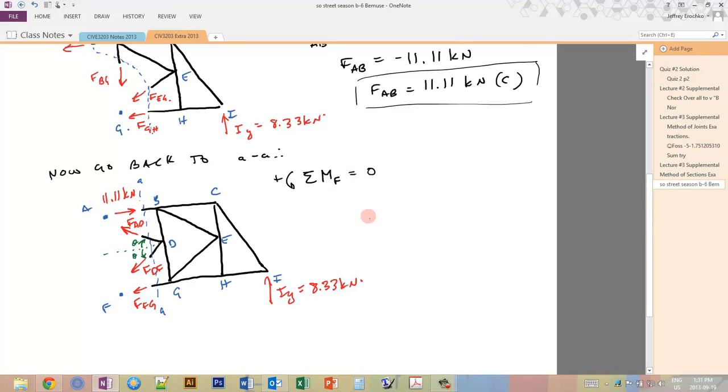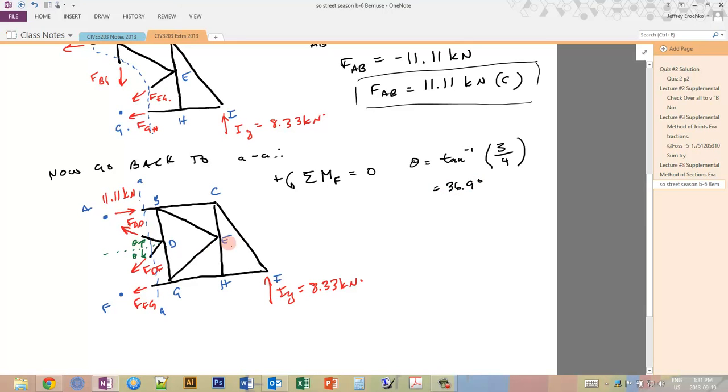Now the geometry for this one is a little bit tricky, so let's draw it out. First of all, let's find that angle. Theta is tan negative 1 of 3 over 4, because the height here is 3, that's half the height of the truss, and the bay width here is 4. And that equals 36.9 degrees.